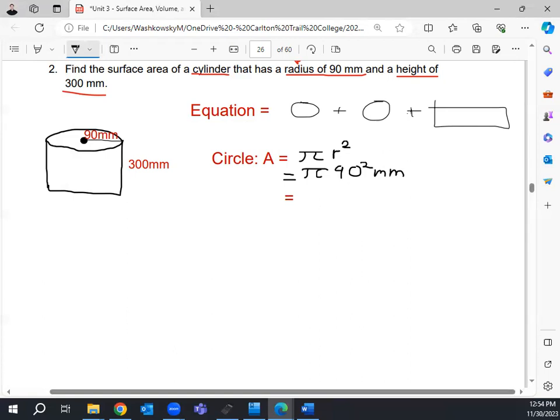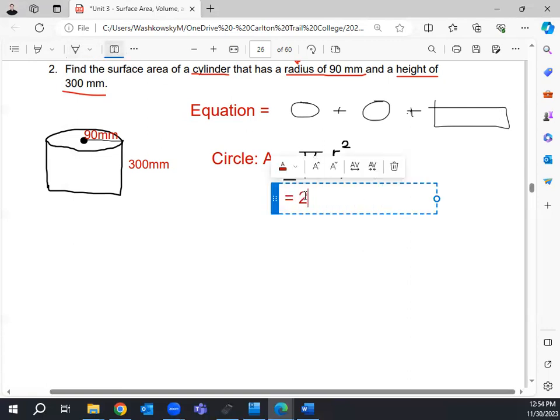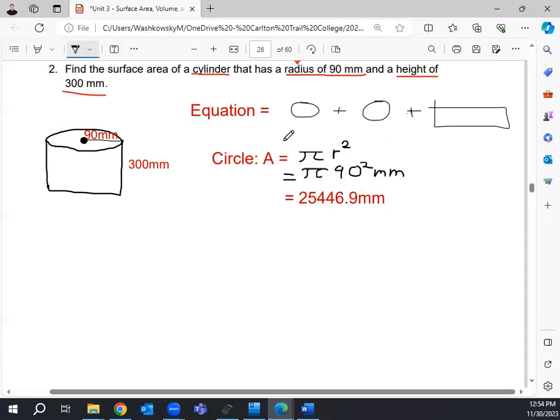So then all I have to do is just punch that in my calculator. So it'd be pi times 90 squared. That's 25,446.9 millimeters squared. Yeah, so I'm done my circles. So check, I'm done with that. That's an important number. I'm going to underline it, or you could box it.